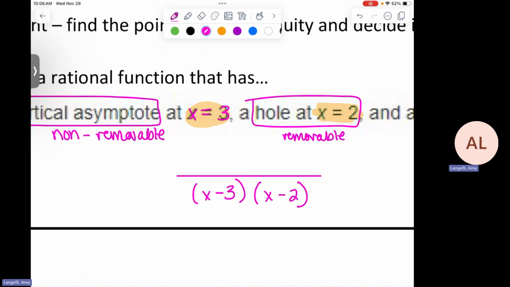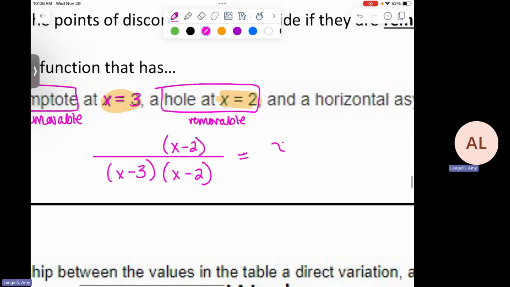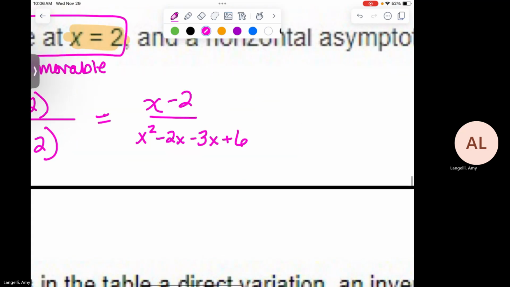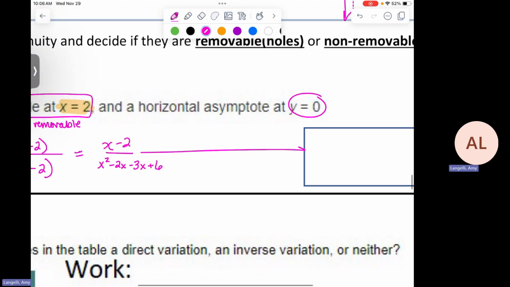If x minus 2 was removable, you would have another x minus 2 on the top. That makes it removable. And if we were to distribute the denominator together, are you guys good at distributing? What would that give us on the bottom? Uh-huh. Good. And our final answer, x minus 2. And then combine those like terms.